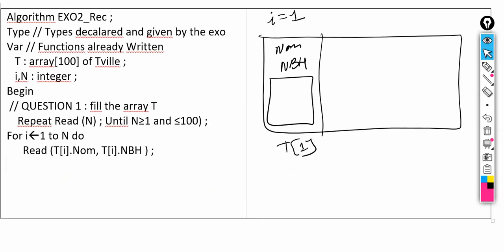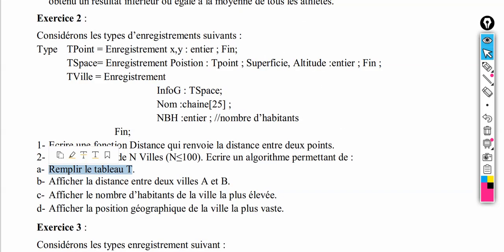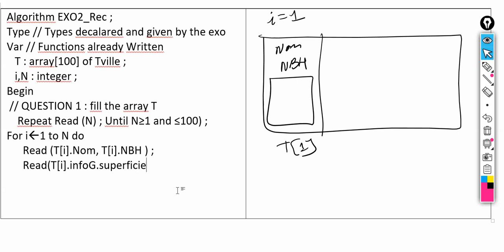So next thing to do, I will read the information of the next level, which is what? It's M4G. But pay attention, do not put the names of the types here. It's not T-space. You need to put M4G, which is from type T-space. The variable is M4G. So M4G, and then you have another level, which is superficie, right? Let me just check if it is right. Yes, you have superficie, which is at the level of M4G.